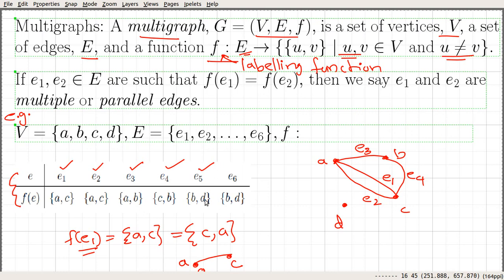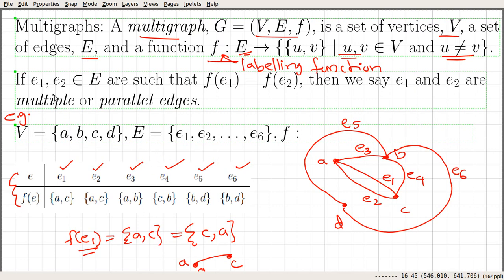f of E5 is BD. Okay, so we have this edge E5, and f of E6 is also BD, so we have this edge. That is also a multiple edge, that is E6. Okay, so this is how this graph looks.